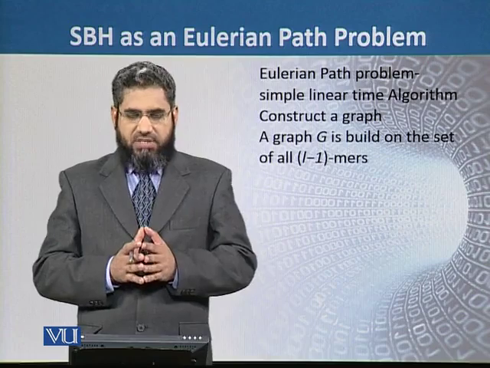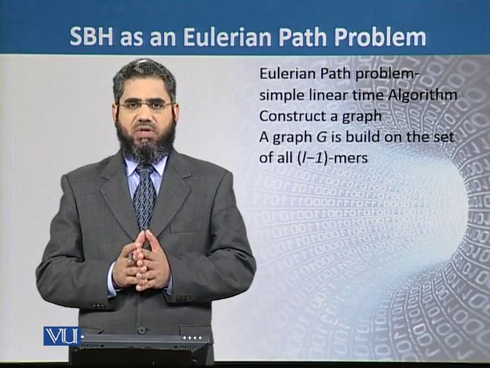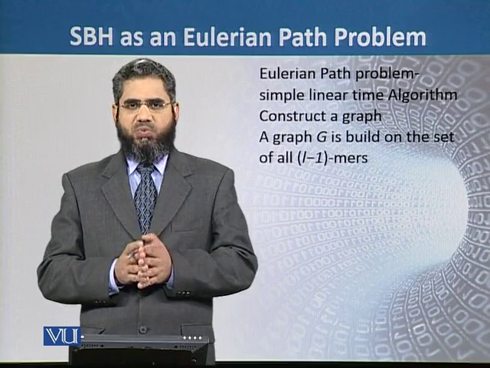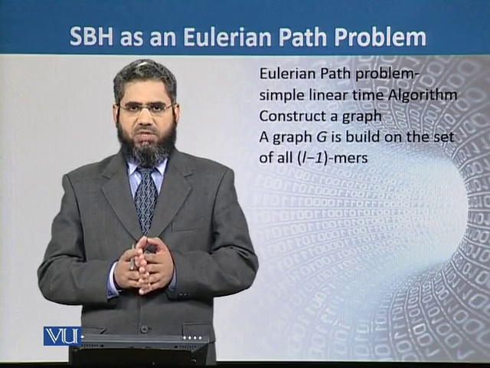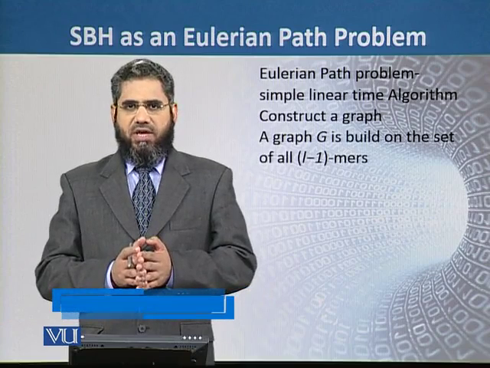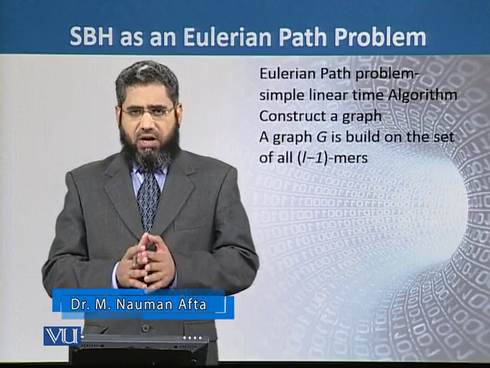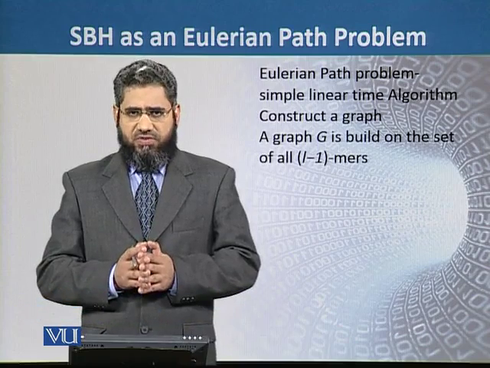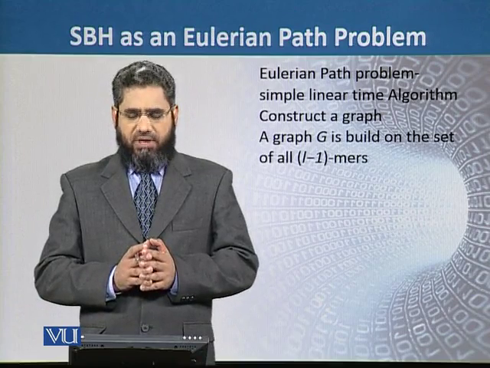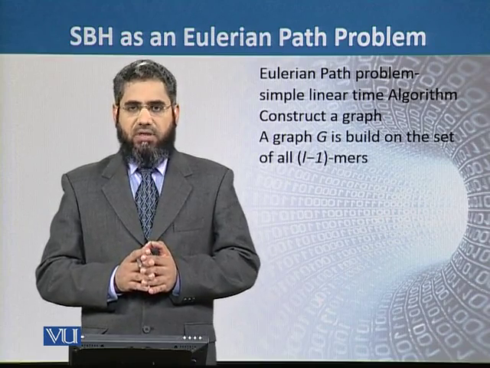So when we convert this sequencing by hybridization into a Eulerian path problem, the target is to construct a graph in which the edges, rather than vertices, correspond to the L-mers derived from the spectrum S. And then the target is to find a path in which each edge is visited only once. So in this graph, we obtain a graph G which is built on the set of all L-1 mers, rather than, as we have studied previously, on the L-mers.